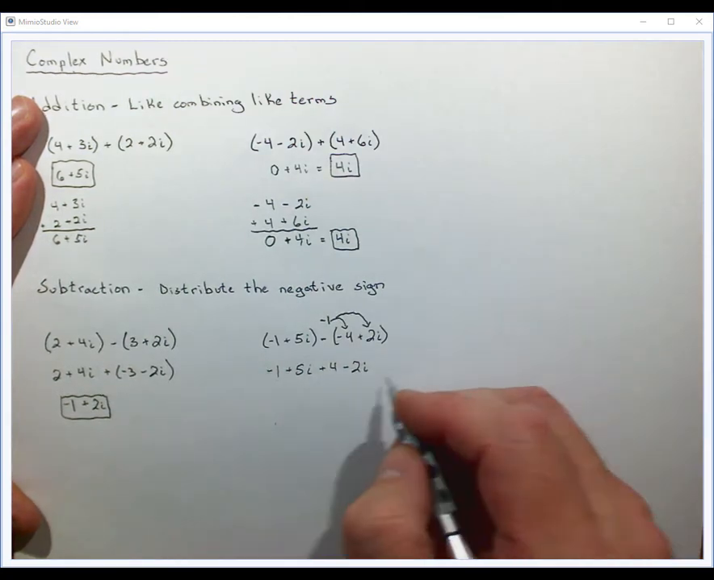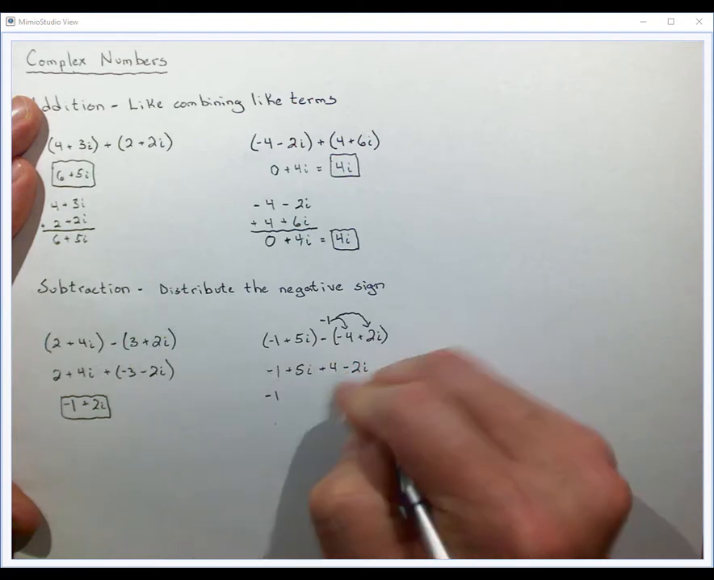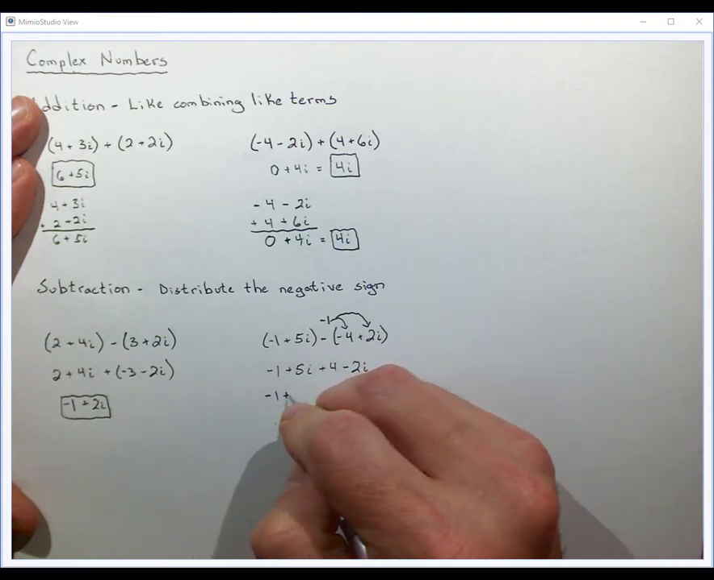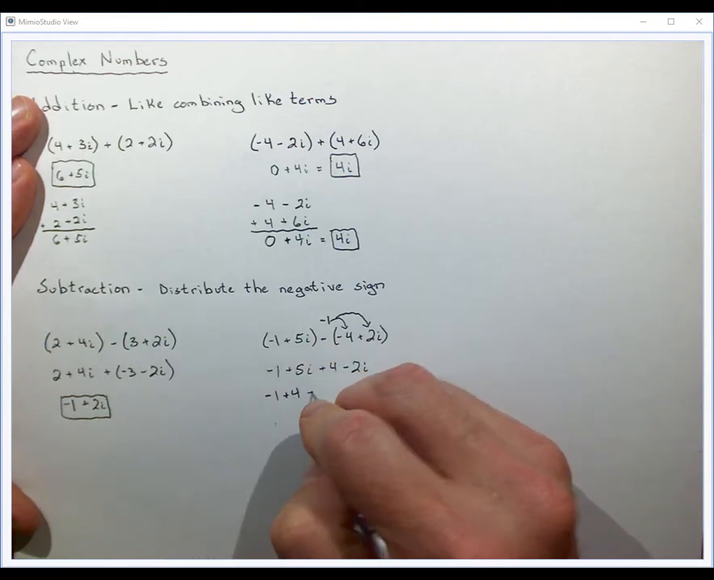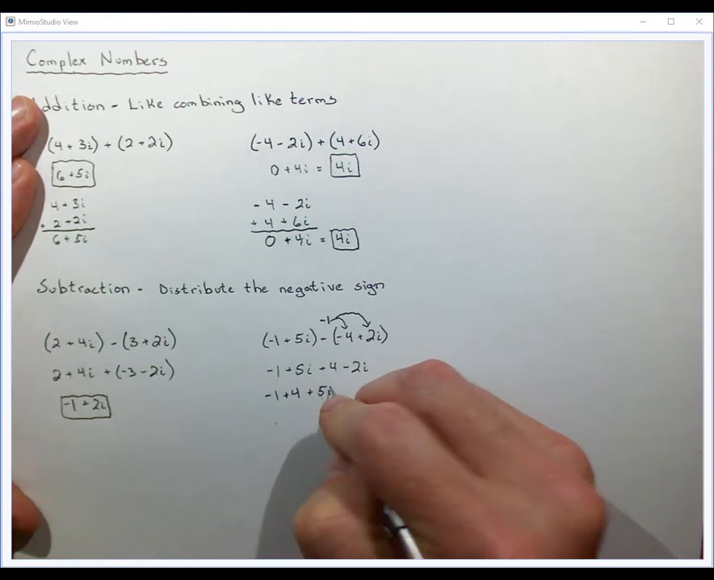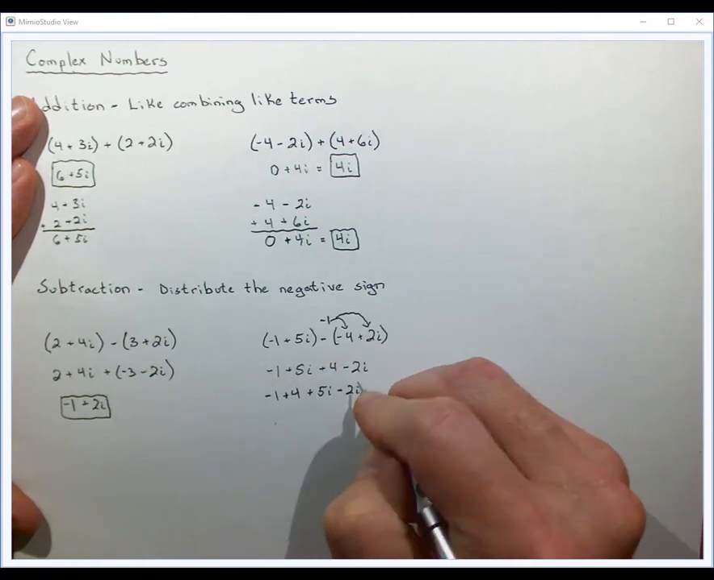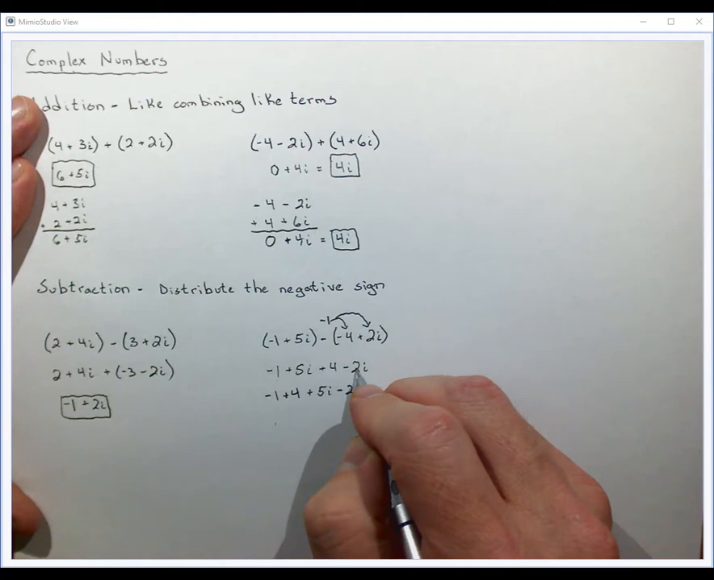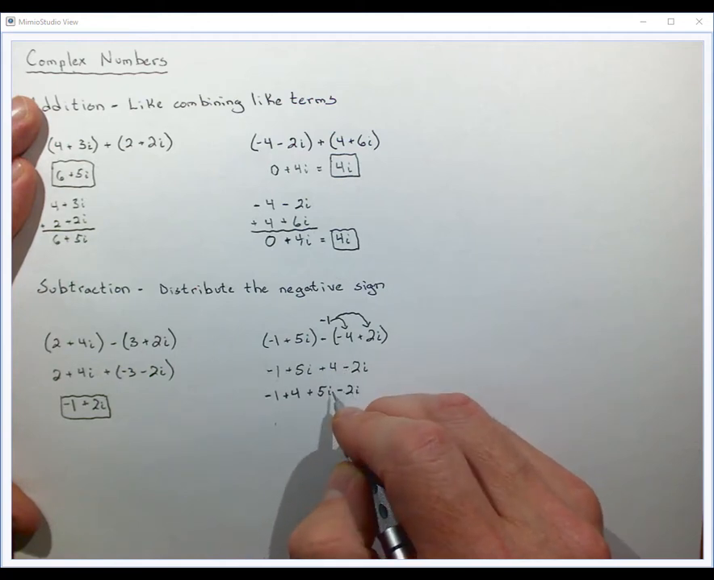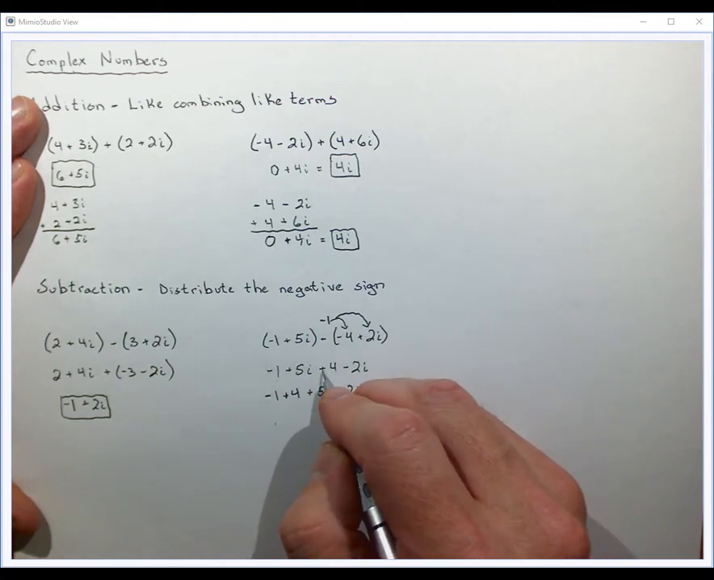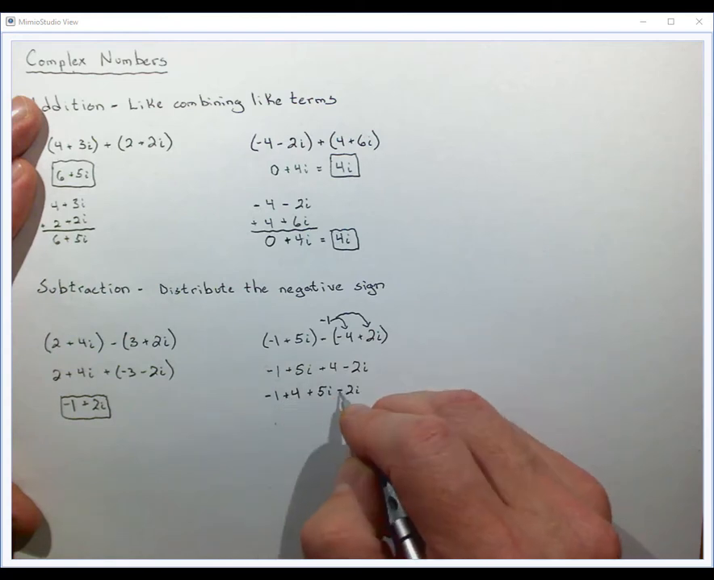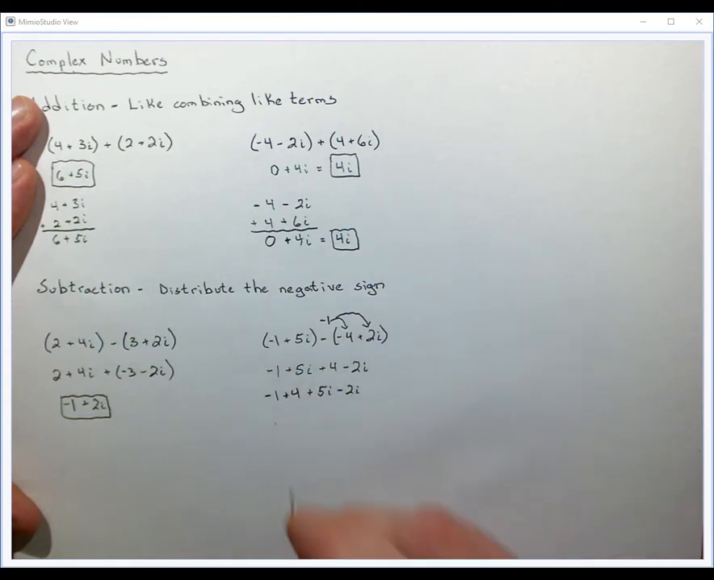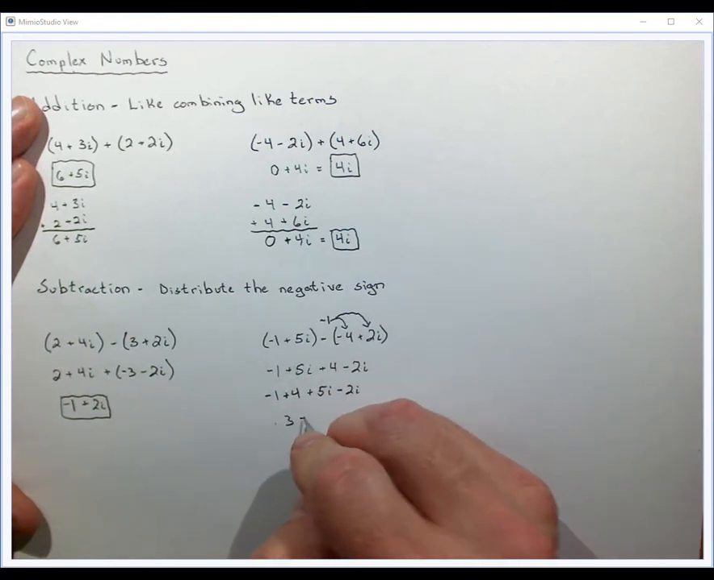Here's another way in which you can do it if you want. You can rearrange. You can put all your like terms next to each other. Remember, the sign that is in front of the term stays with that term. So I pulled the plus sign with the 4 and the negative sign with the 2i. And it becomes 3 plus 3i.